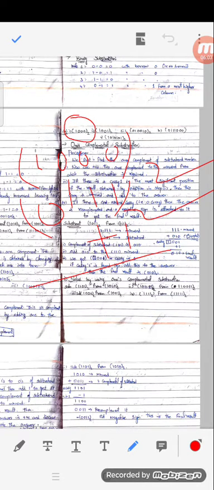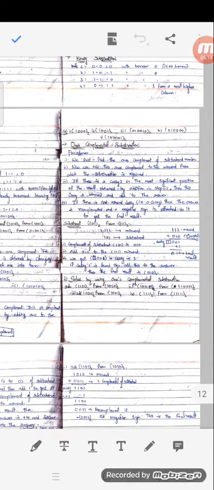1 plus 1 is 0 with the carry 1. Again 1 plus 1 is 0 with the carry 1. 1 plus 1 is 0 with the carry 1. And the answer is 1000. This is the answer of the 2's complement.